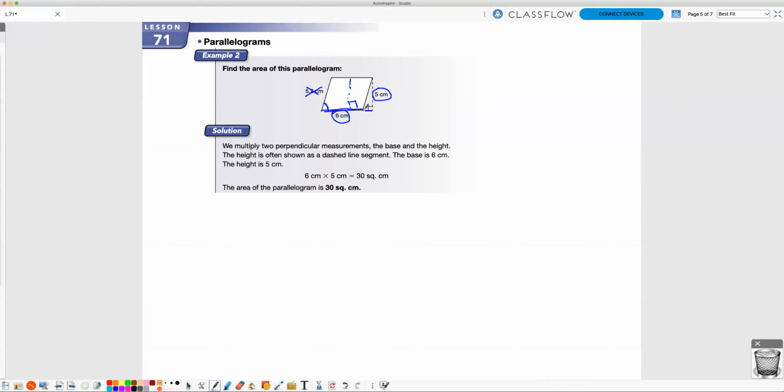Make sure it lines up. You see that this corner right here from here to here is 90 degrees, and this measurement is 5 centimeters. So 6 centimeters times 5 centimeters equals 30 centimeters squared, or 30 square centimeters. That would be the area of this parallelogram because area equals the length times the width. In this case, the length is 6 centimeters for the base and the width is 5 centimeters for the height. And you've got area equaling 30 centimeters squared.